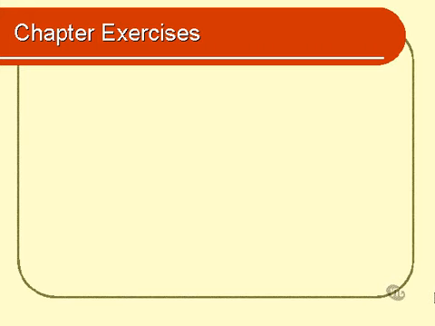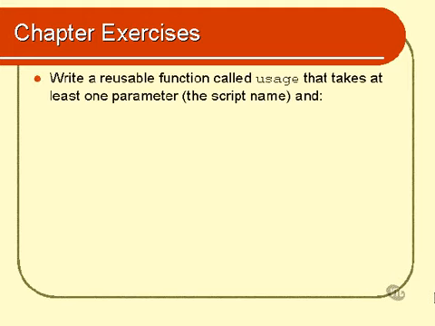So here are the exercises for Chapter 9. There's two of them. The first one is I actually want you to write a reusable function called usage. When I say reusable, I mean this function should be able to be used with any shell script regardless of the actual parameters that that script takes.